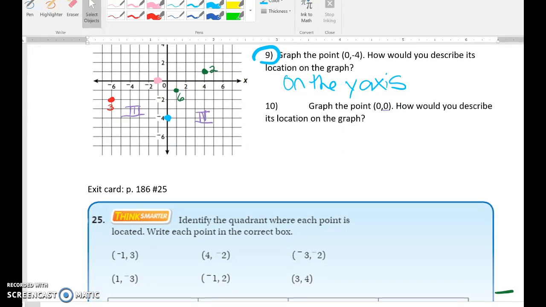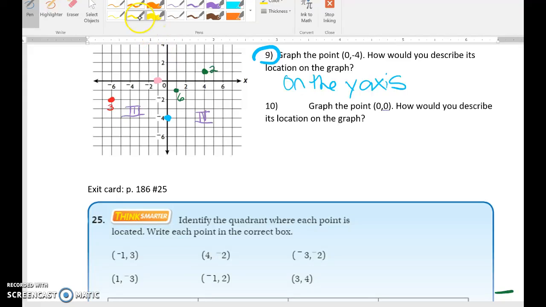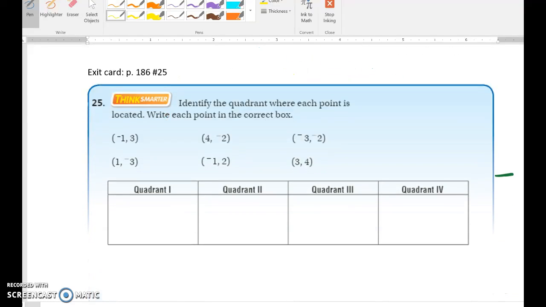Okay, so now the last point we're going to graph is (0, 0), and you guys know that that is called the origin. Oh, that's too much. And we are going to graph that right here. It says don't go anywhere, and we would describe that as the origin. It doesn't have another name. We know exactly where that is, right? It's right between all 4 quadrants.